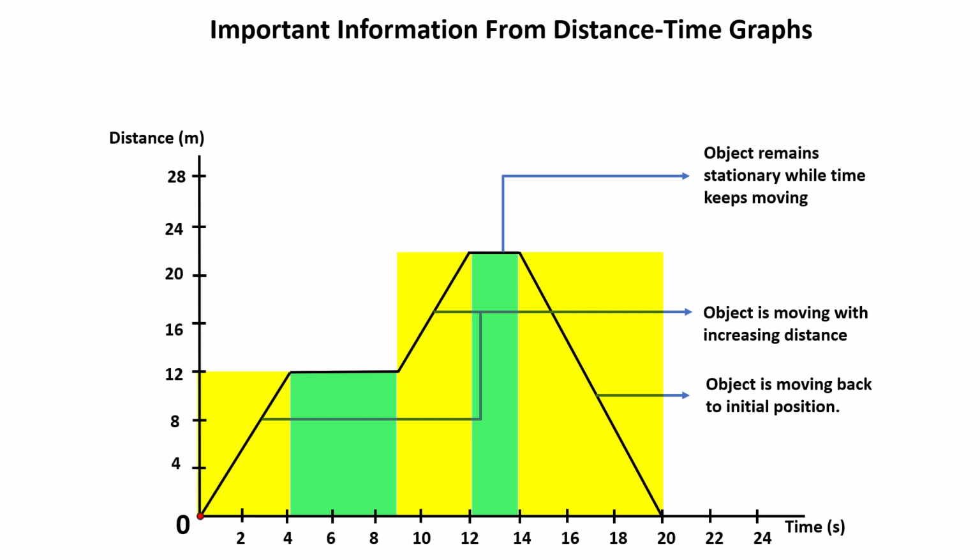Overall, a distance time graph provides crucial insights into motion, including when an object is moving, stopping, or changing direction. Inclined lines indicate motion, horizontal lines indicate rest, and the steepness of slopes represents speed. This makes distance time graphs essential tools in physics for analyzing movement patterns and understanding kinematics.